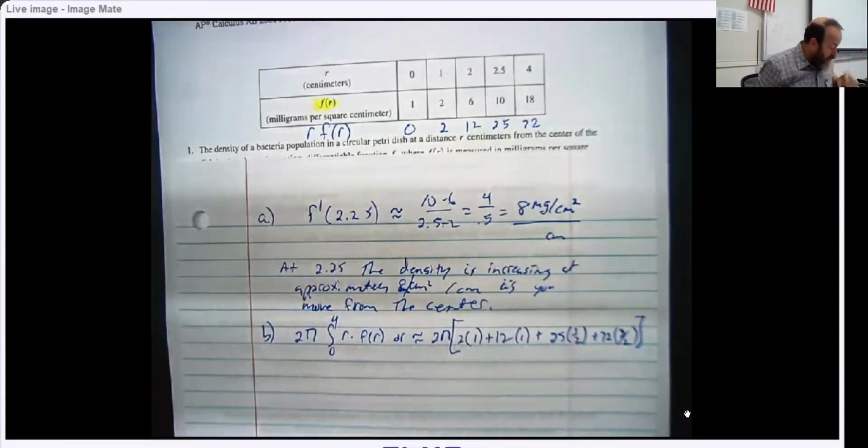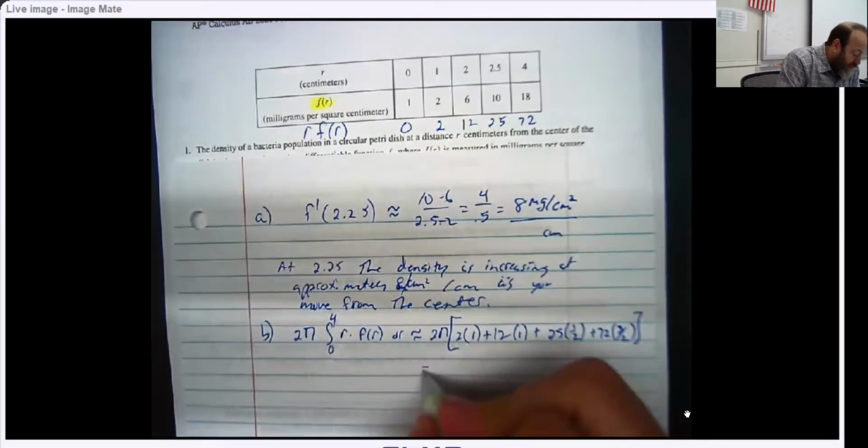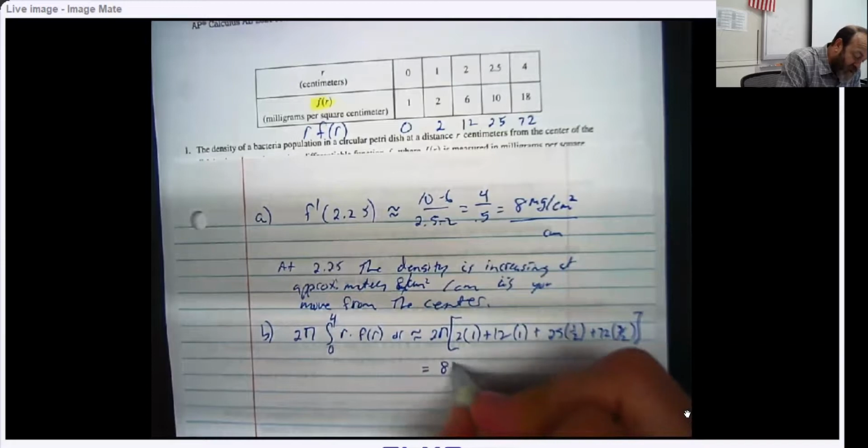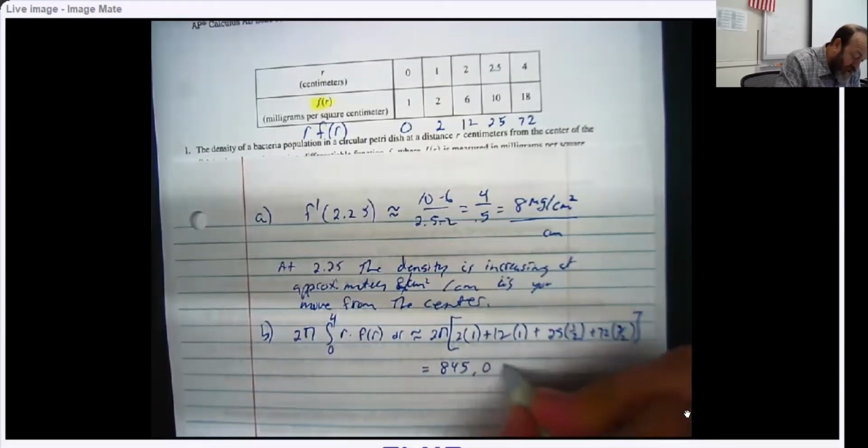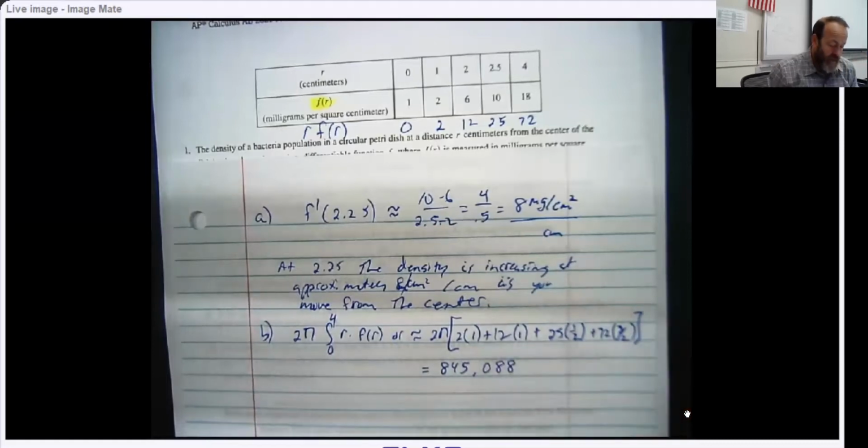So that's looking pretty good. Now, we still have this 2 pi sitting out in front, but this is the calculator active section, so we're just going to go ahead and multiply that out, and you get 845.088. Now, again, what we'd like to do is put in what those units are.